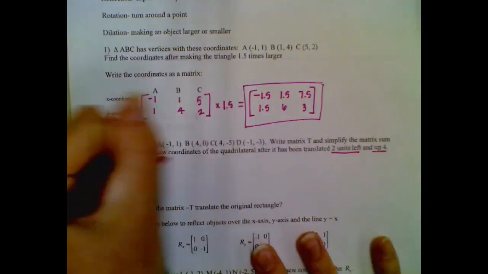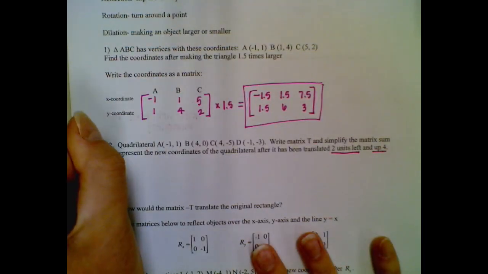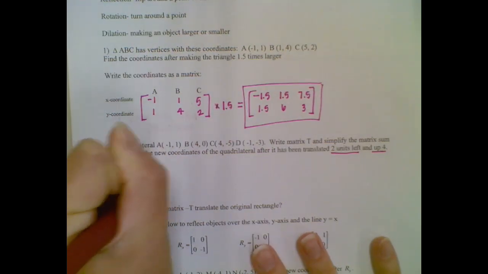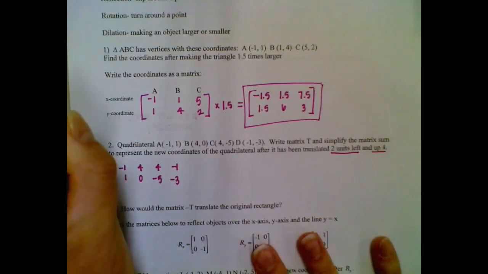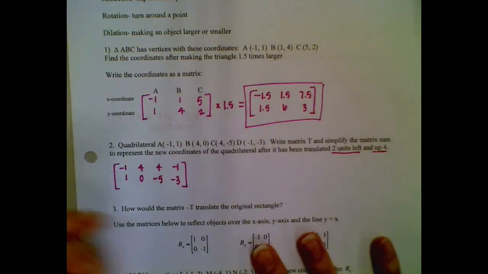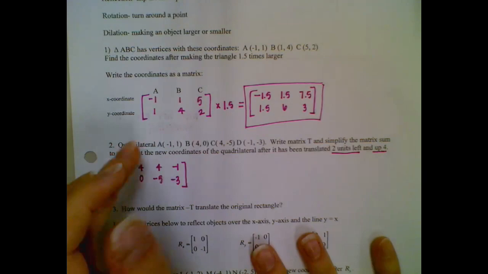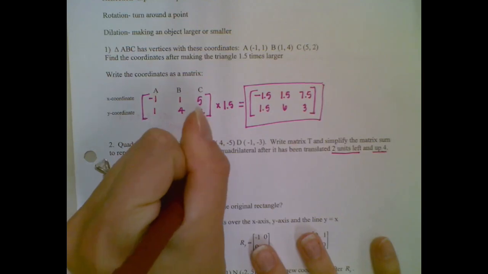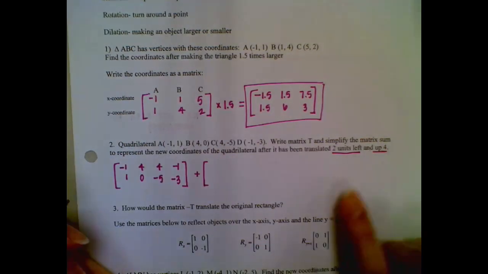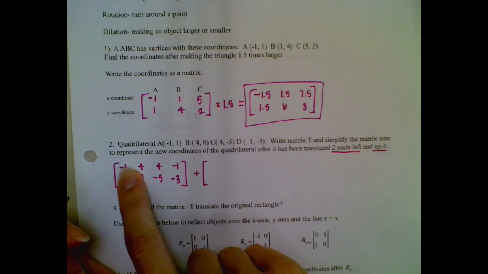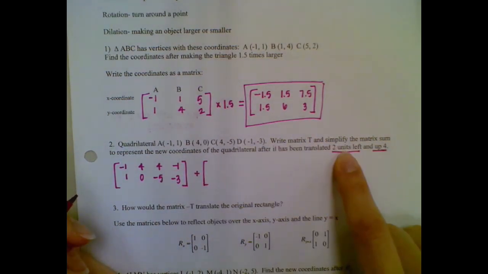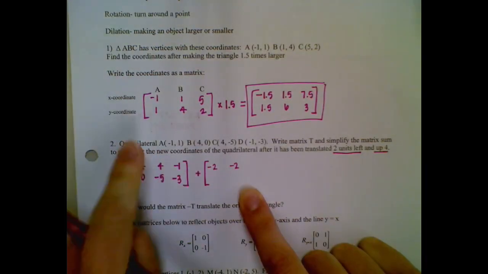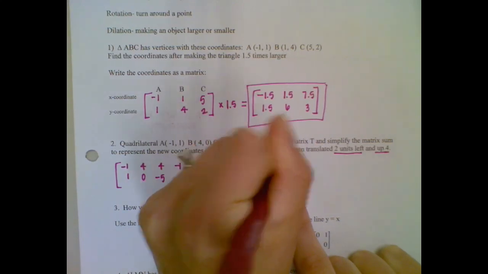Okay, so we first need to write the matrix for the quadrilateral. So I've got negative 1, 1, 4, 0, 4, negative 5, and negative 1, negative 3. Okay, and the quadrilateral is moving 2 units to the left and up 4. How we represent that is we're going to add a matrix to this, and this means I need to move all of these x values 2 units left. So to show that, I'm going to be subtracting them all by 2. And there's a total of 4 coordinates since it's a quadrilateral, so I'm going to write that 4 times.